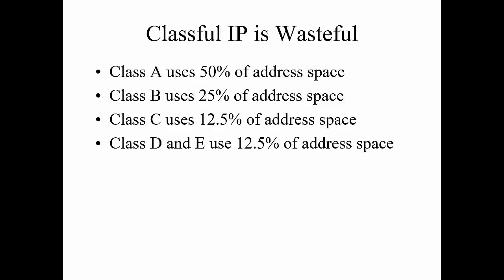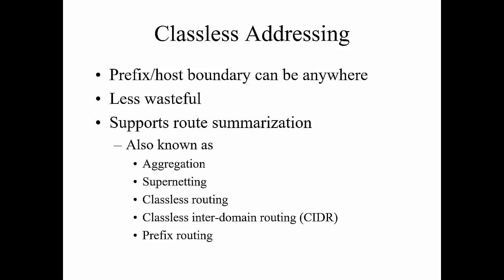So this led us to this design of what we call classless. And that is, we don't care about the class. If it's a 10 address, yeah, it's Class A, but we don't care. We want to be able to manipulate that prefix or that host boundary however we want, which is less wasteful. And it supports route summarization, which could also be known as aggregation, supernetting, classless routing, CIDR, classless interdomain routing, or prefix routing. Normally it's just known as variable length subnetting, VLSM.